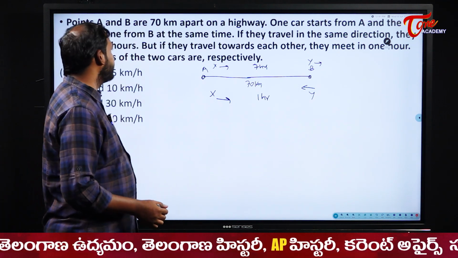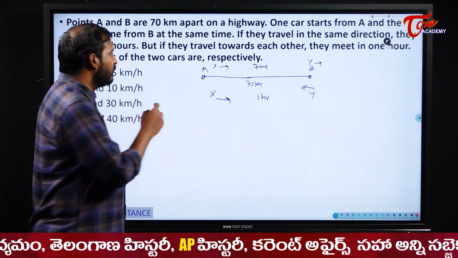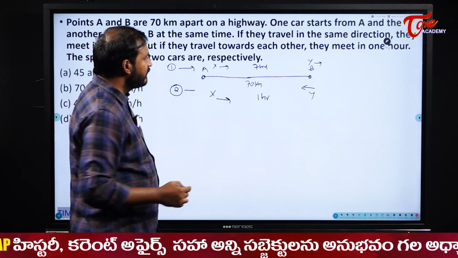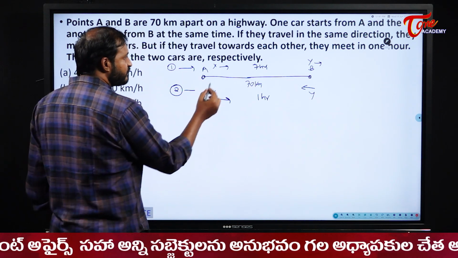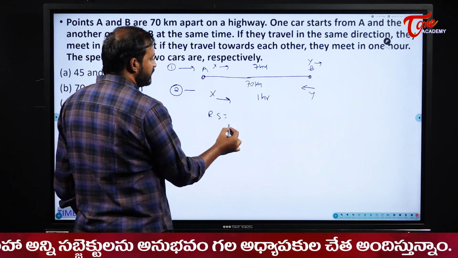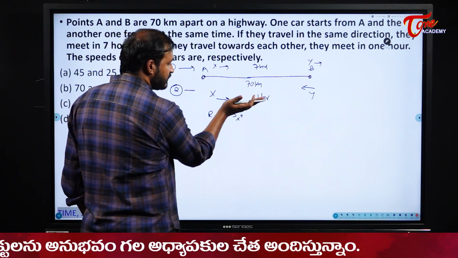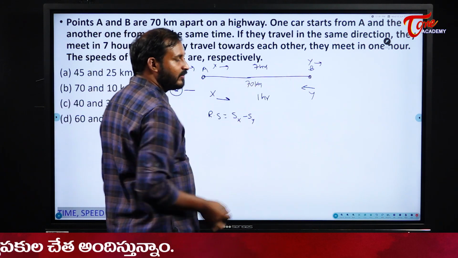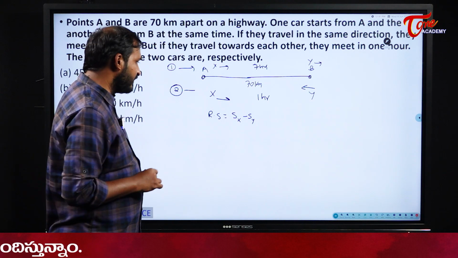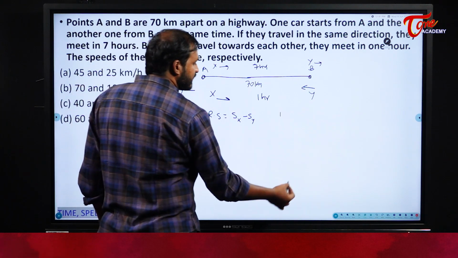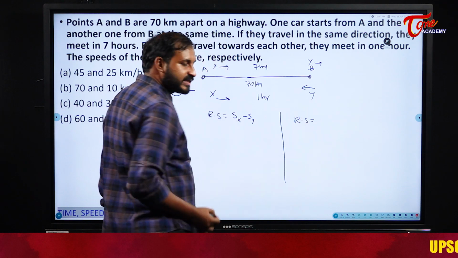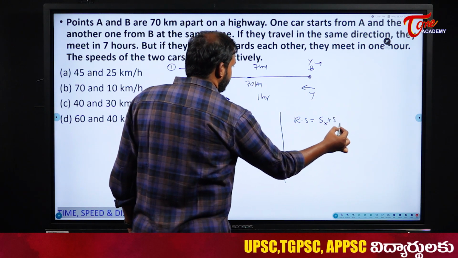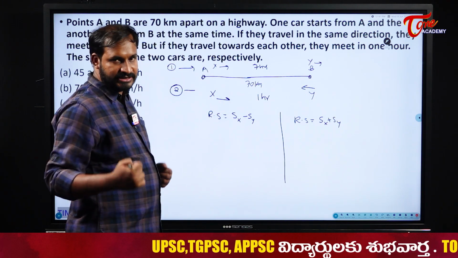The speeds of the two cars are respectively? Now this is my first case and this is my second case. First case: what is the relative speed? Speed of X minus speed of Y, because obviously X's speed will be more, only then can it chase Y. In the second case, the relative speed is speed of X plus speed of Y, because they are moving in opposite directions.